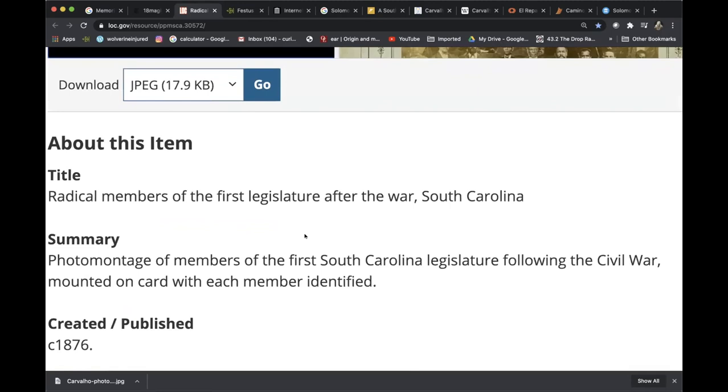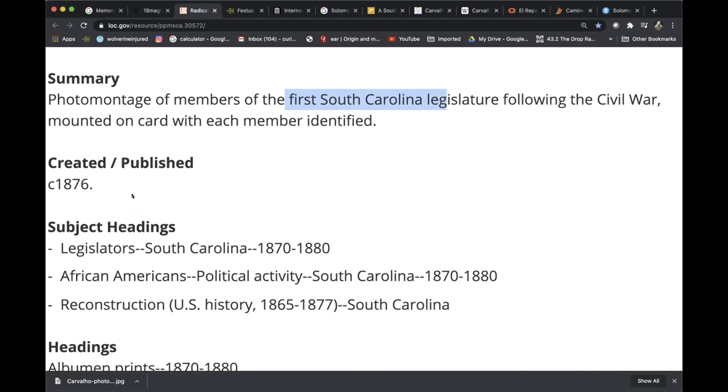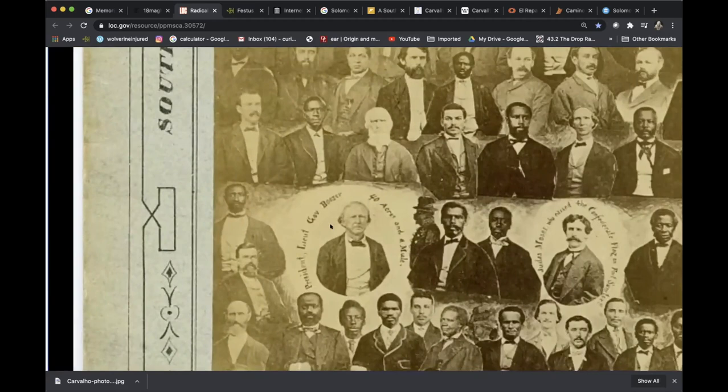It says summary photo montage of members of the first South Carolina legislature following the Civil War, mounted on card with each member identified. All right, this was published in 1876, but I believe this was about 1868, that it was the first. All right, now again, let's go back to it. Very important, right? Real quick, so you can see.